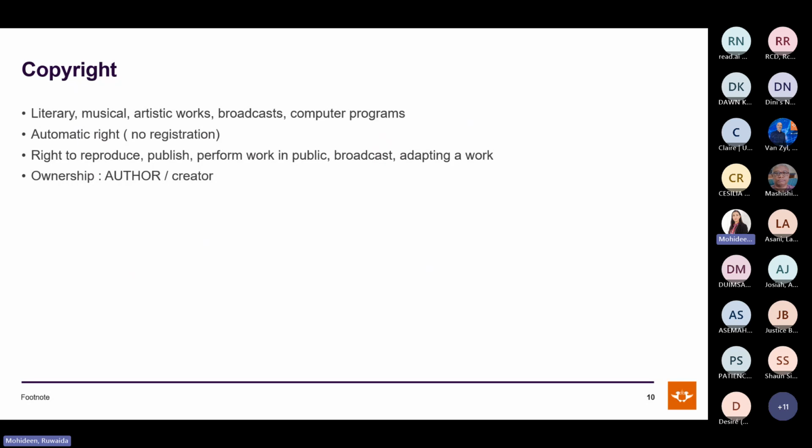Then I move on to the next type of intellectual property protection, which is copyright, which covers work not of a technical nature. So, for example, literary written works, musical works, artistic works, broadcasts, computer programs. Copyright is an automatic right.